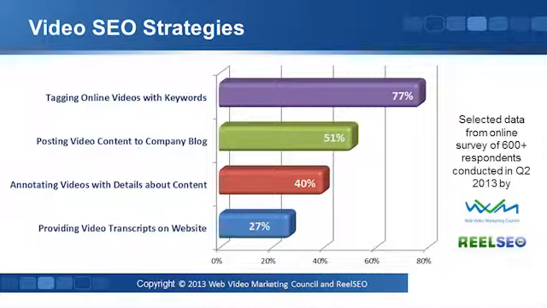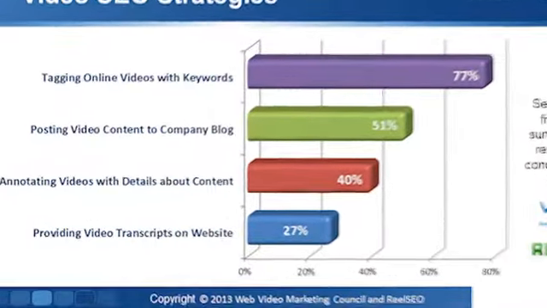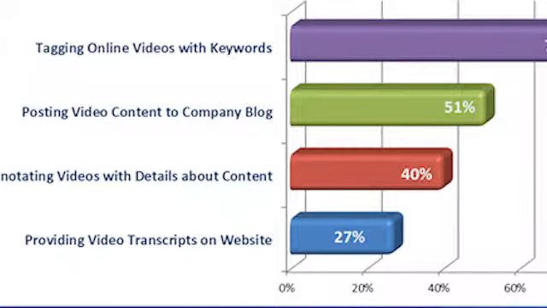Results from the 600-plus respondents of the survey show that 77% are tagging their online videos with keywords, 51% are posting video content to their organization's blog, and 40% are annotating videos with details about the content, the duration, and other information. However, only 27% of the respondents in the survey are providing video transcripts for the videos on their websites. I think this shows that there's really a significant opportunity for companies to take more steps to really help drive better SEO results and provide useful tools for their video viewers by leveraging things such as transcripts and captions.